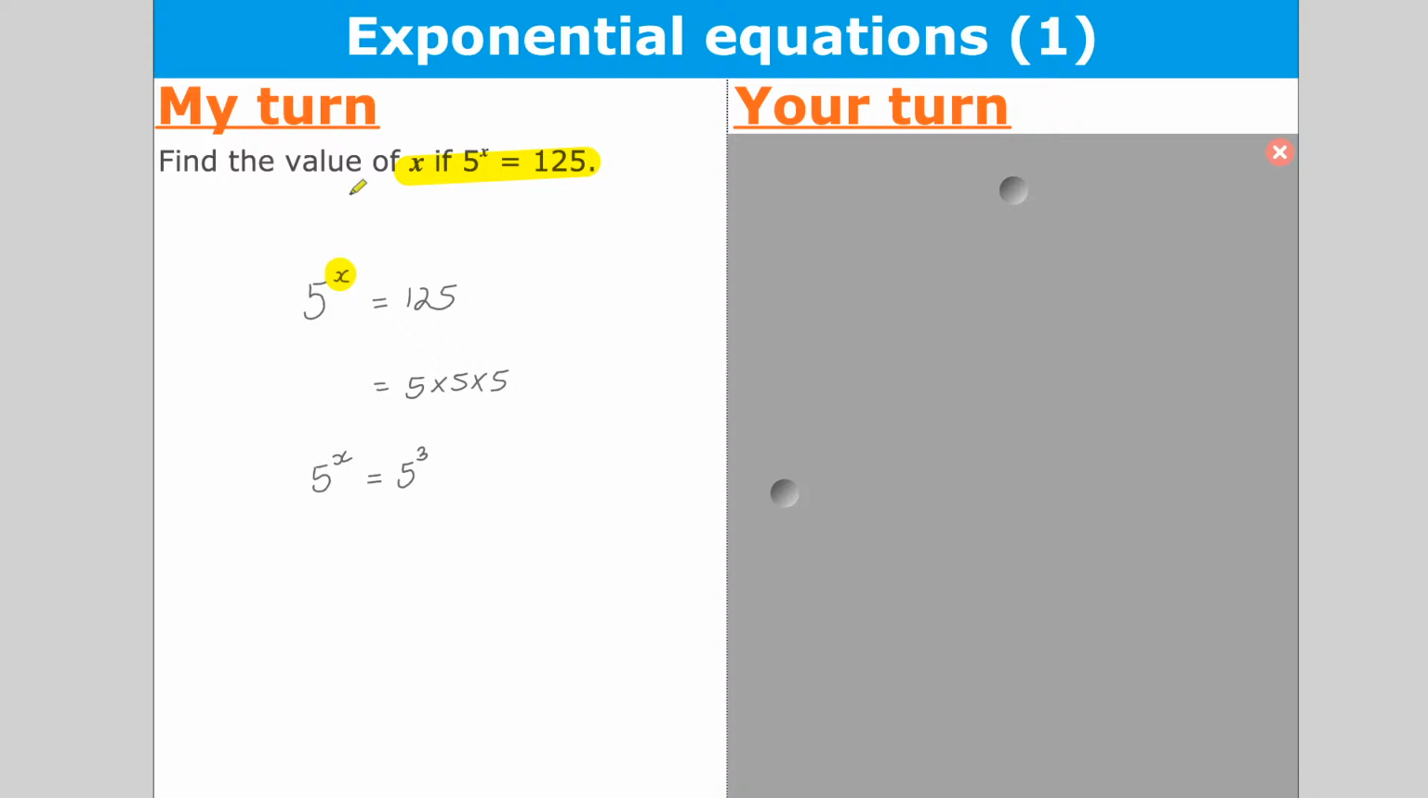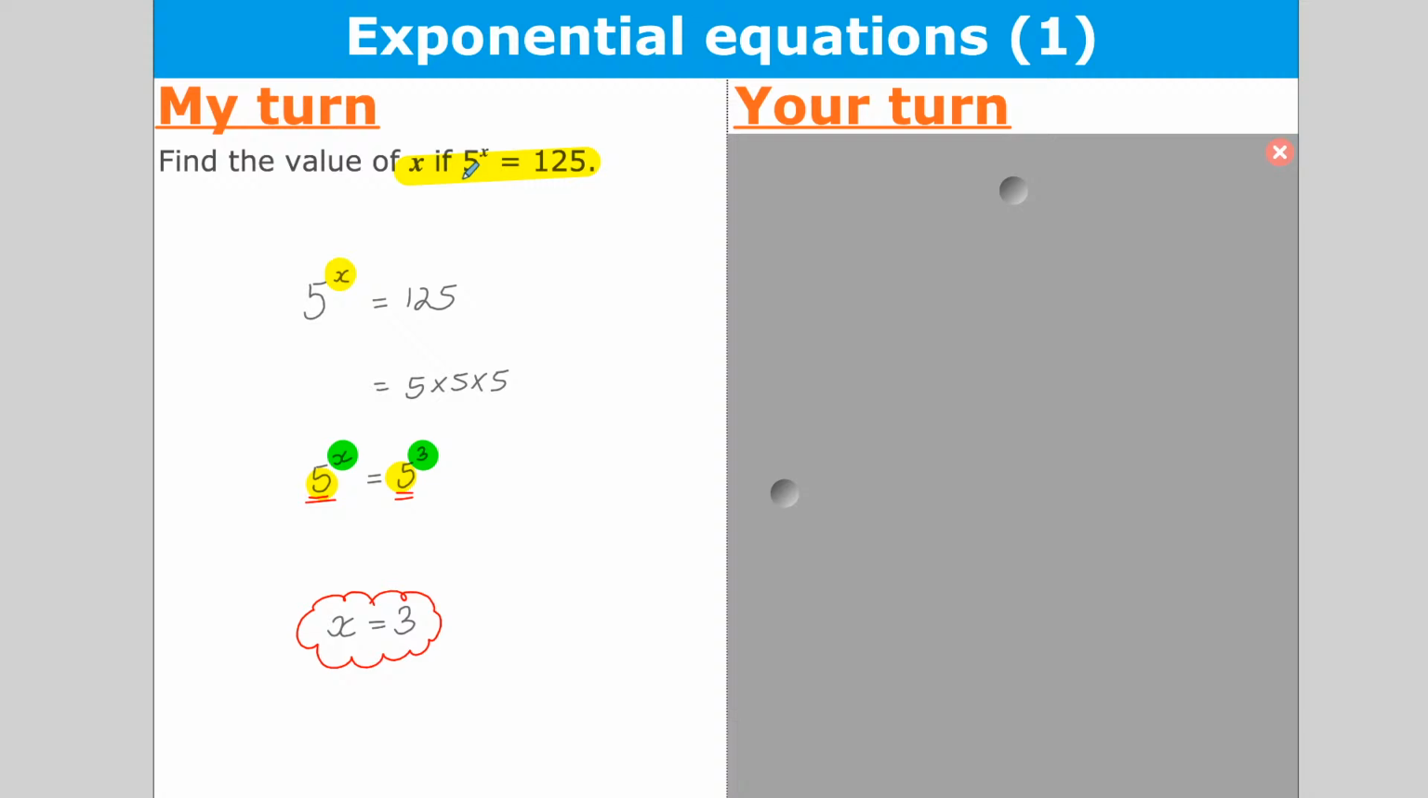And this is where the magic happens. Because we've got the same base of 5, the only way 5 to the x could equal 5 to the power of 3 is if x was 3. That's the only way it can happen. So what you can say from this, the final answer is to state that x must be equal to 3, therefore. It's the only way you could get that. And that's because these bases were the same.